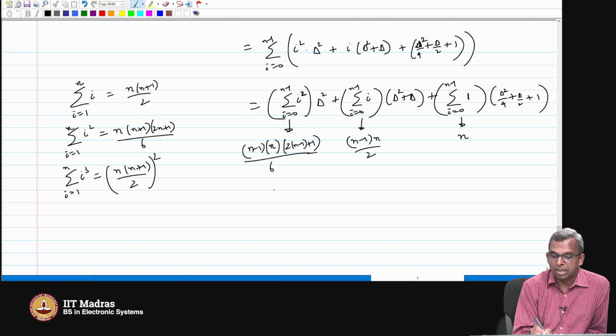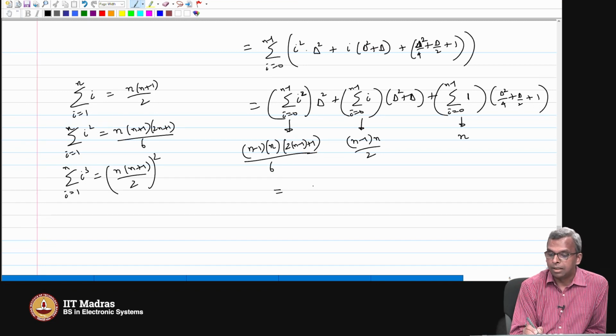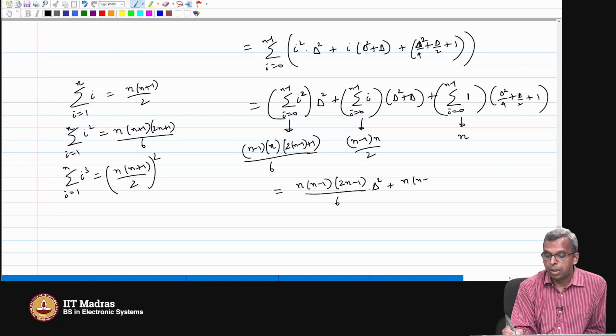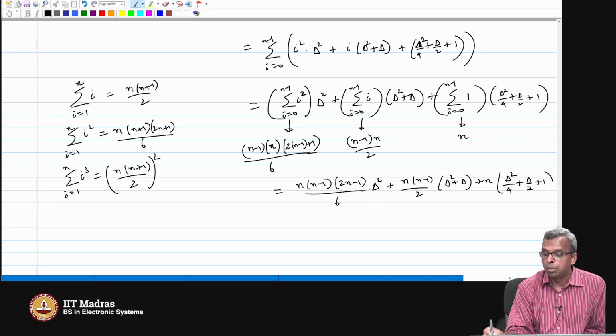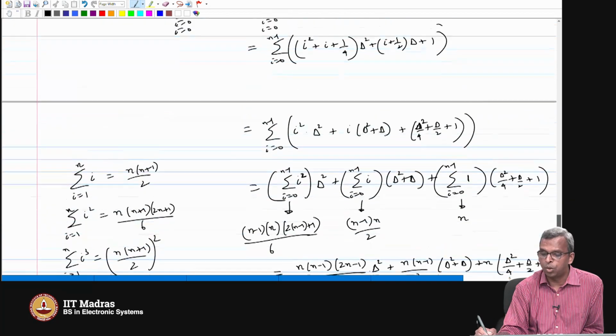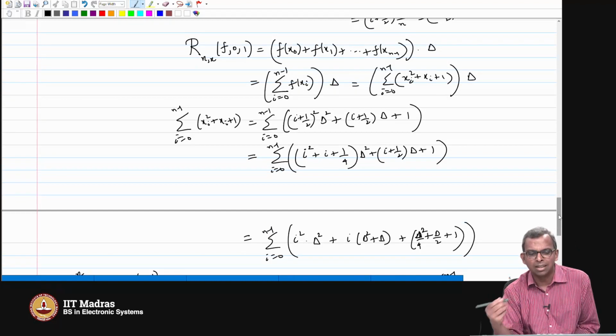So let's just clean this up, we'll simplify this, and then that would be good. So you get here n into (n minus 1) into (2n minus 1) by 6 times delta squared. We'll keep all this, plus n into (n minus 1) by 2 times (delta squared plus delta), plus n into (delta squared by 4 plus delta by 2 plus 1). Okay, so this is my summation. Notice how the simplification worked. It's a little bit arduous, a little bit painful.